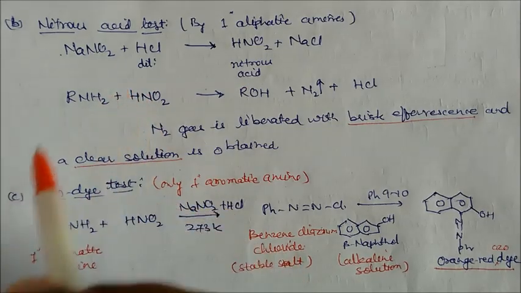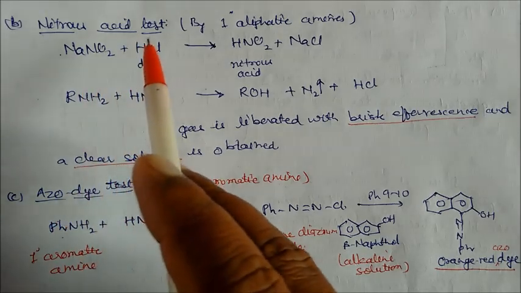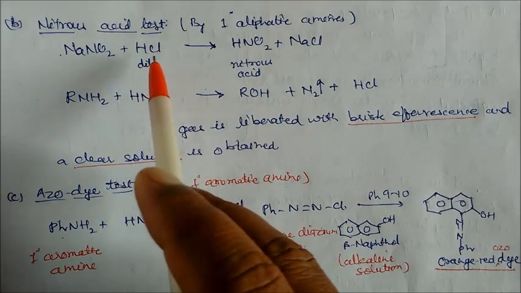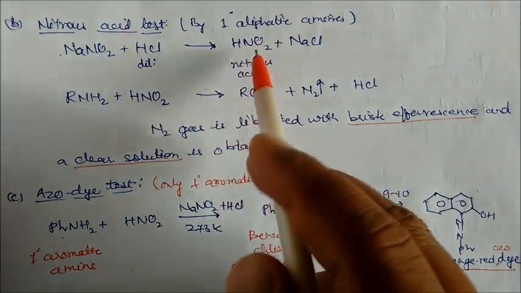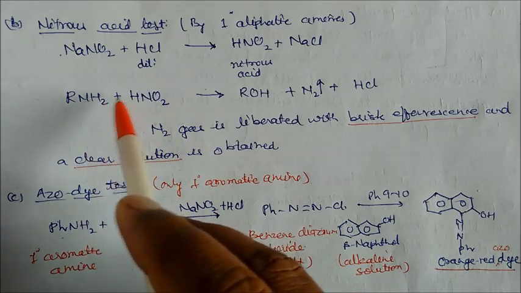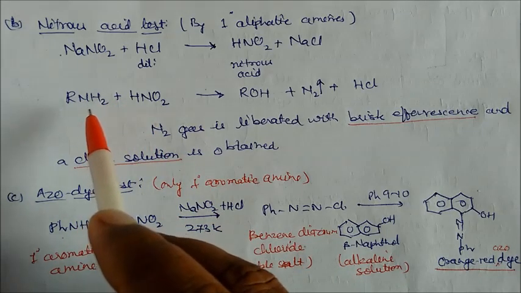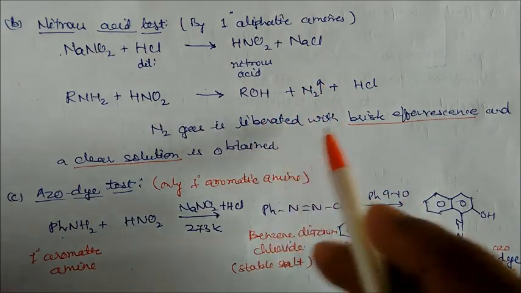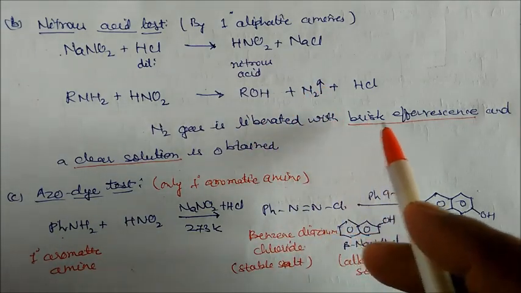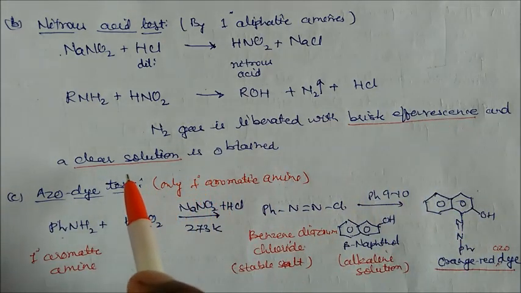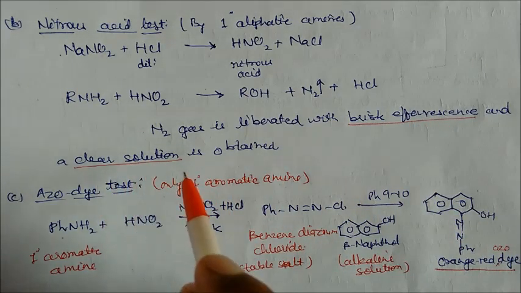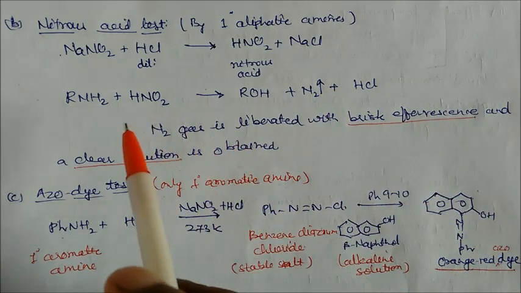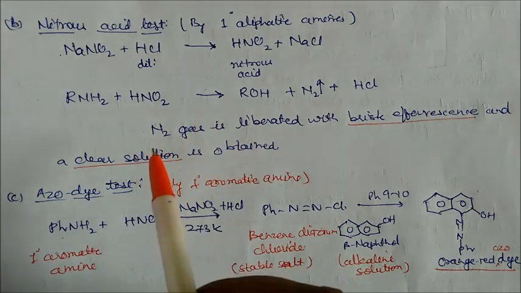The second test for the primary amine is the nitrous acid test, given by the primary aliphatic amines. NaNO2 with dilute HCl will give you nitrous acid. This nitrous acid reacts with the primary amines, and you will get nitrogen gas. This gas is liberated with brisk effervescence, and simultaneously you will get a clear solution. When you get brisk effervescence of this gas plus a clear solution, you can confirm the solution contains a primary amine.